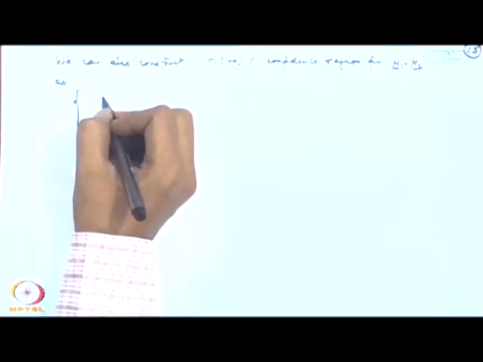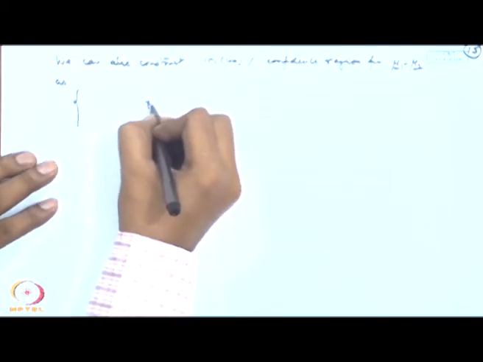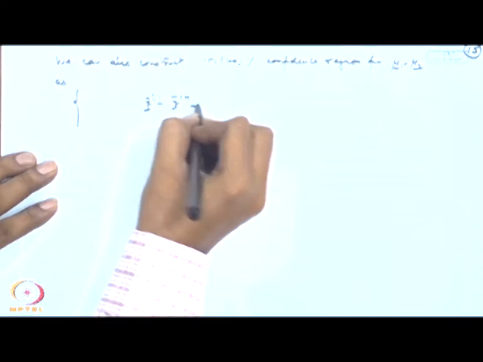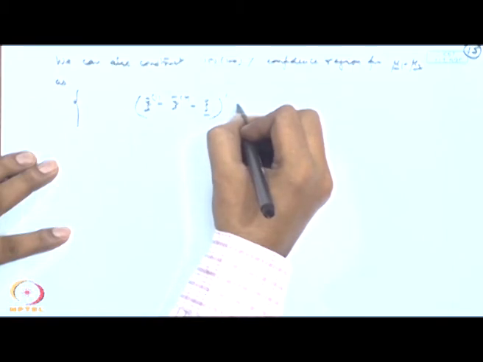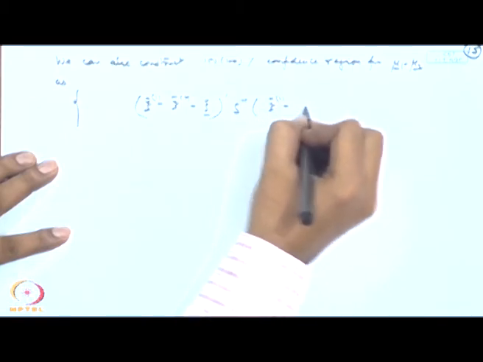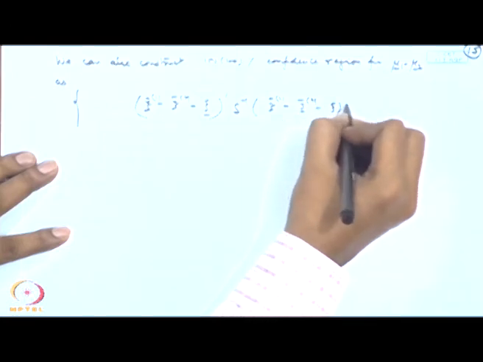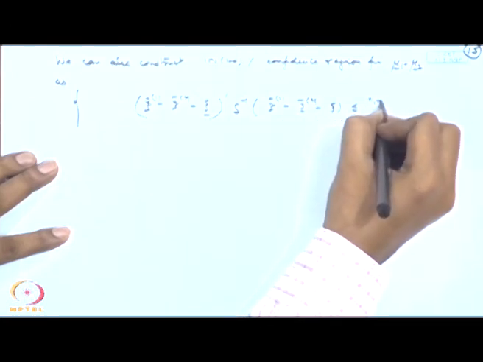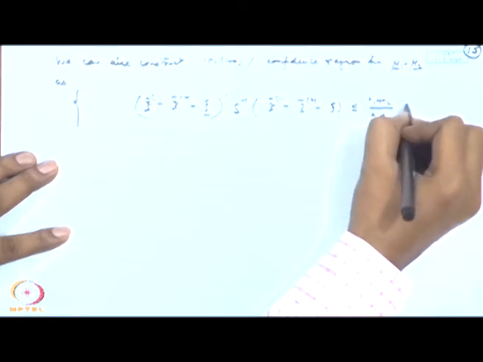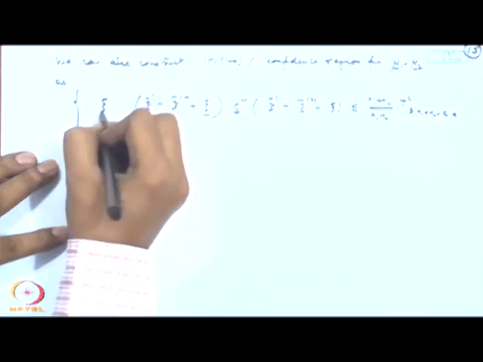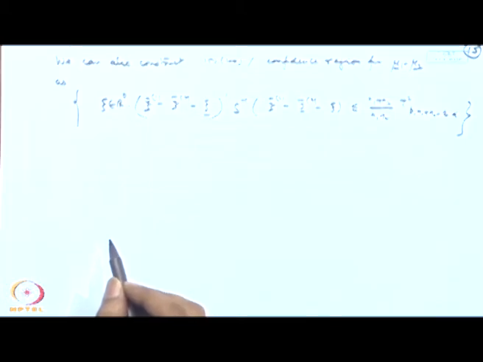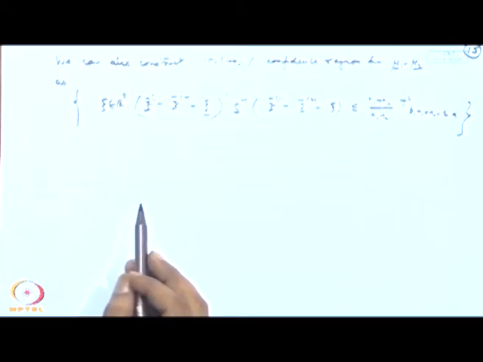It is the set of all p-dimensional vectors xi which satisfy (y 1 bar minus y 2 bar minus xi) prime S inverse (y 1 bar minus y 2 bar minus xi) less than or equal to (n 1 plus n 2) by (n 1 n 2) T square p, n 1 plus n 2 minus 2, alpha. So, this is the 100 (1 minus alpha) percent confidence ellipsoid for mu 1 minus mu 2.